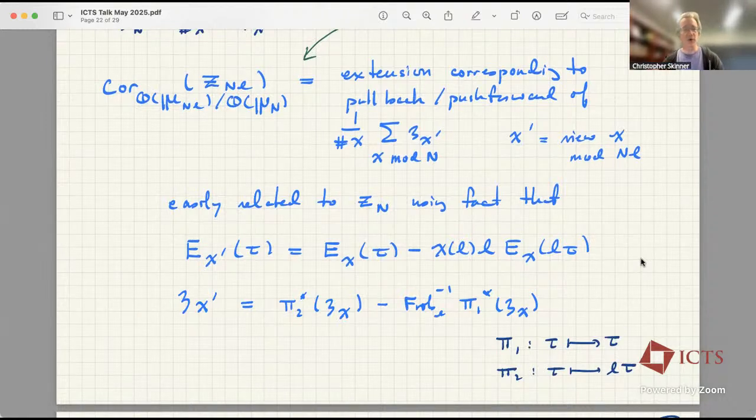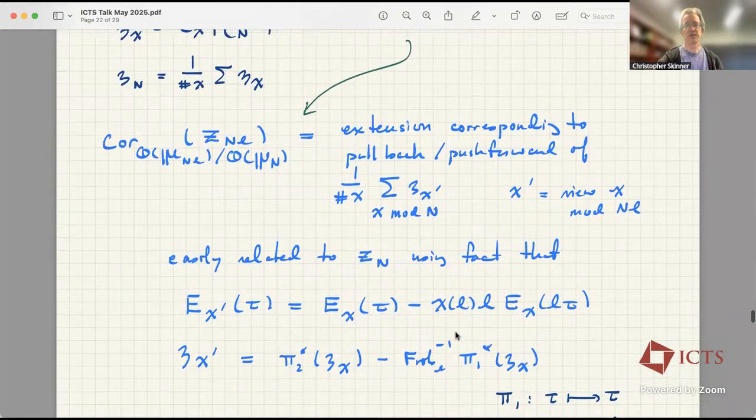So E chi prime of tau is actually just E chi of tau minus chi of L times E chi of L tau. And now if I apply the Atkin-Lehner involution to this, I just recover a formula that says the class of chi prime is just the pullback of the class of chi under the degeneracy map tau goes to L tau, minus a Frobenius action. Where's that Frobenius action coming from?